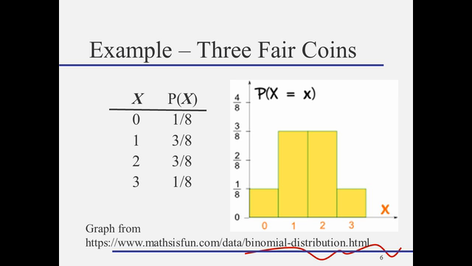I can find the probabilities by looking at the sample space. For example, to find the probability of 1 head, I look at the sample space and see that there are 3 ways to get 1 head out of 8 events in the sample space, so the probability is 3/8. I can figure out the other values the same way, and I can graph these probabilities too, or in this case, take a graph from the Math is Fun website. And when we graph, we put the X values on the X-axis, and we graph the probabilities on the vertical axis.